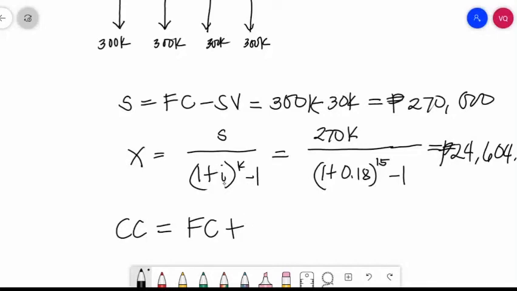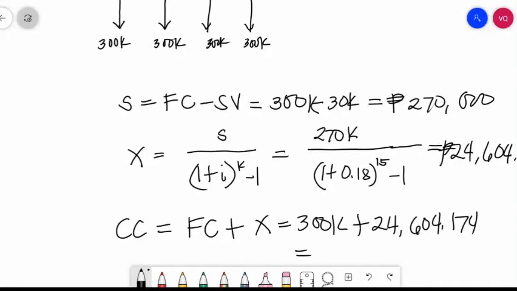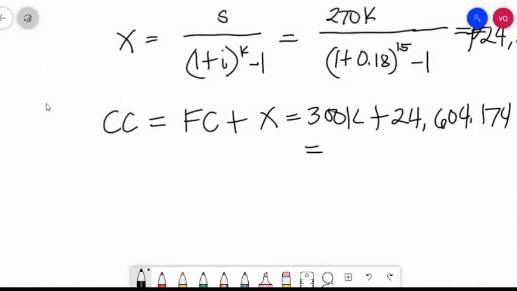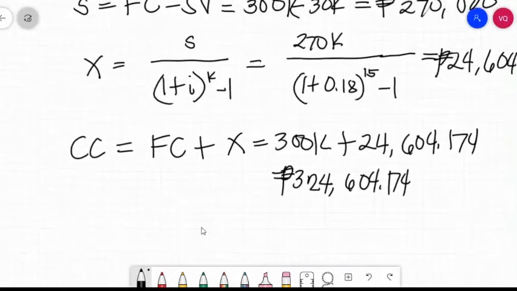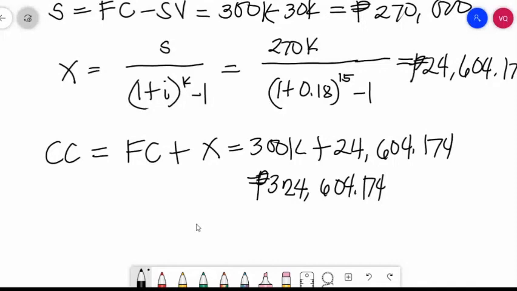The capitalized cost now will be equal to the first cost plus the value of your X, that is invested at a rate of I%, which will amount to S every K periods. So that is equal to the first cost of 300,000 plus 24,604.174 pesos, which equals 324,604.174 pesos. So that is the second case: replacement only, no maintenance and operation.